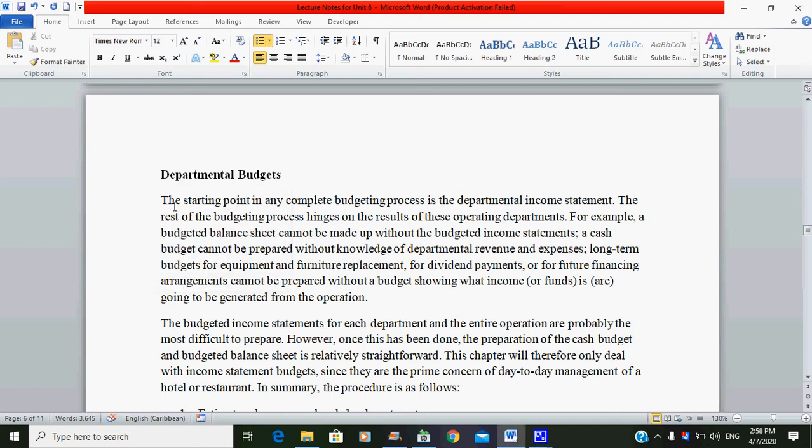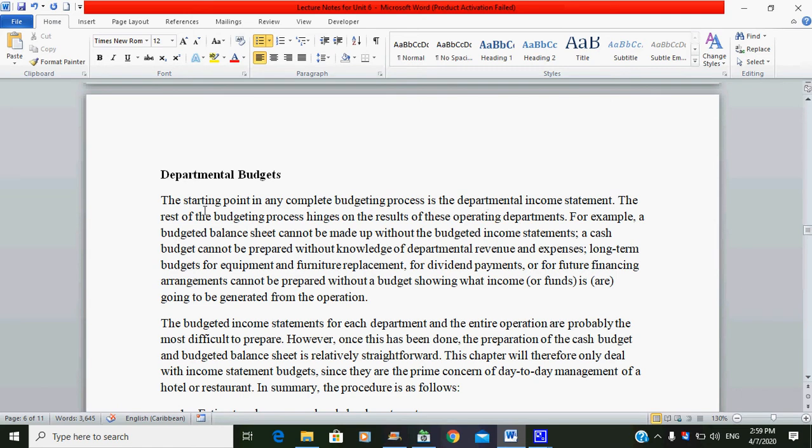We'll look at department budgets now and a few other things to finish off this unit. The starting point in a complete budgeting process is the department income statement. The rest of the budgeting process hinges on the results of these operating departments.